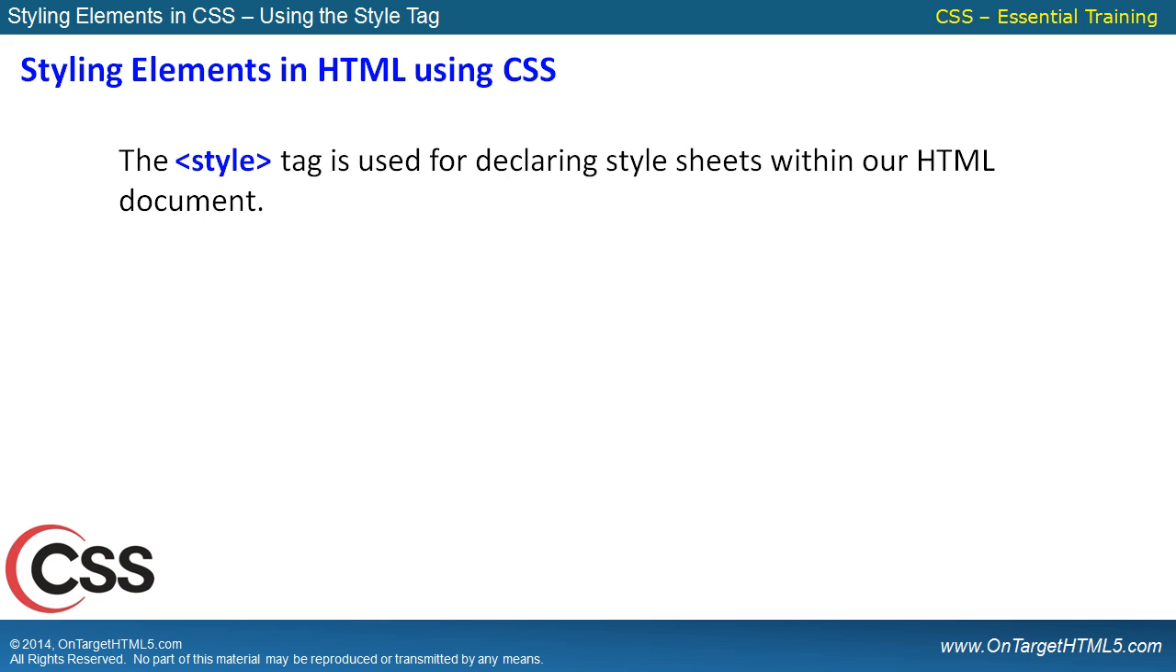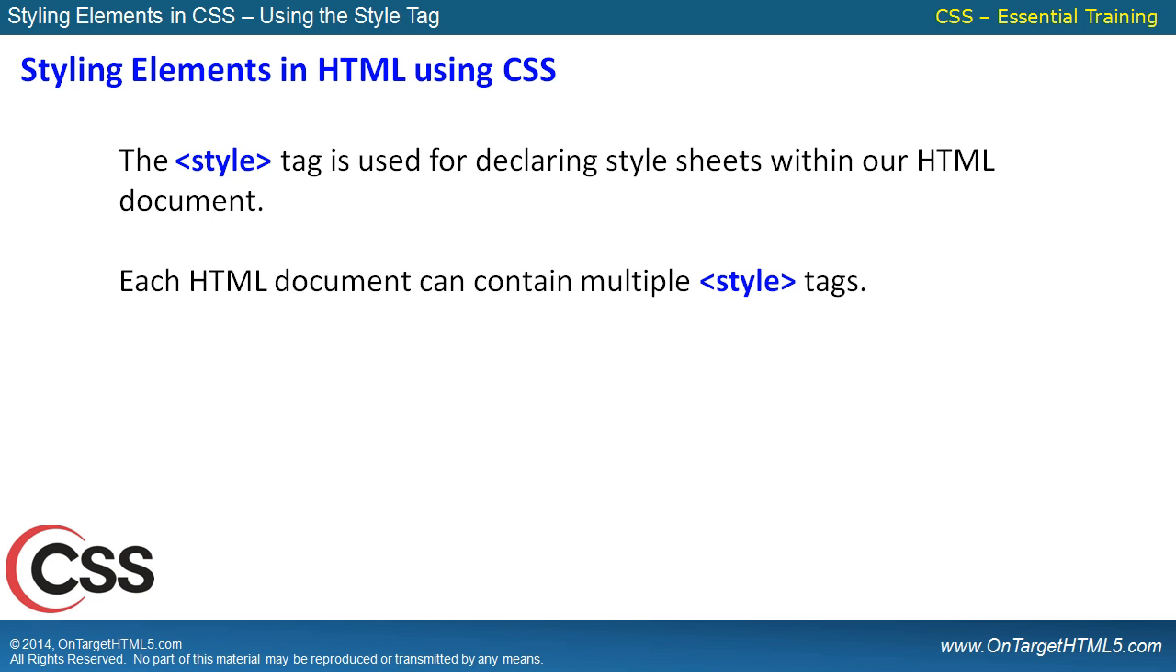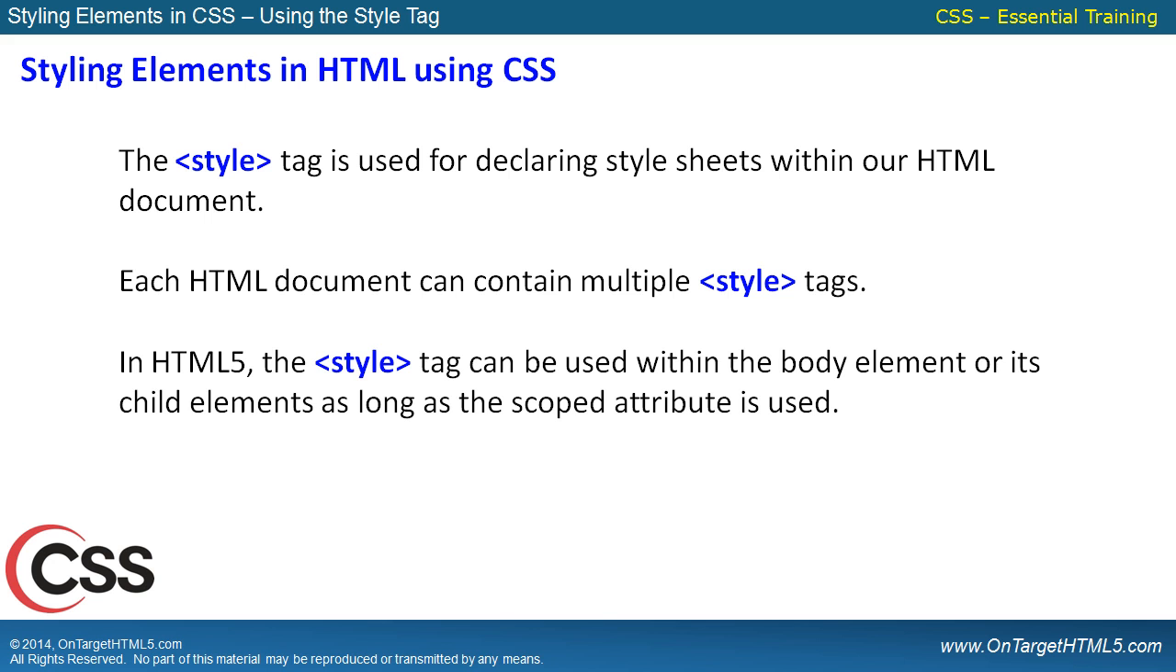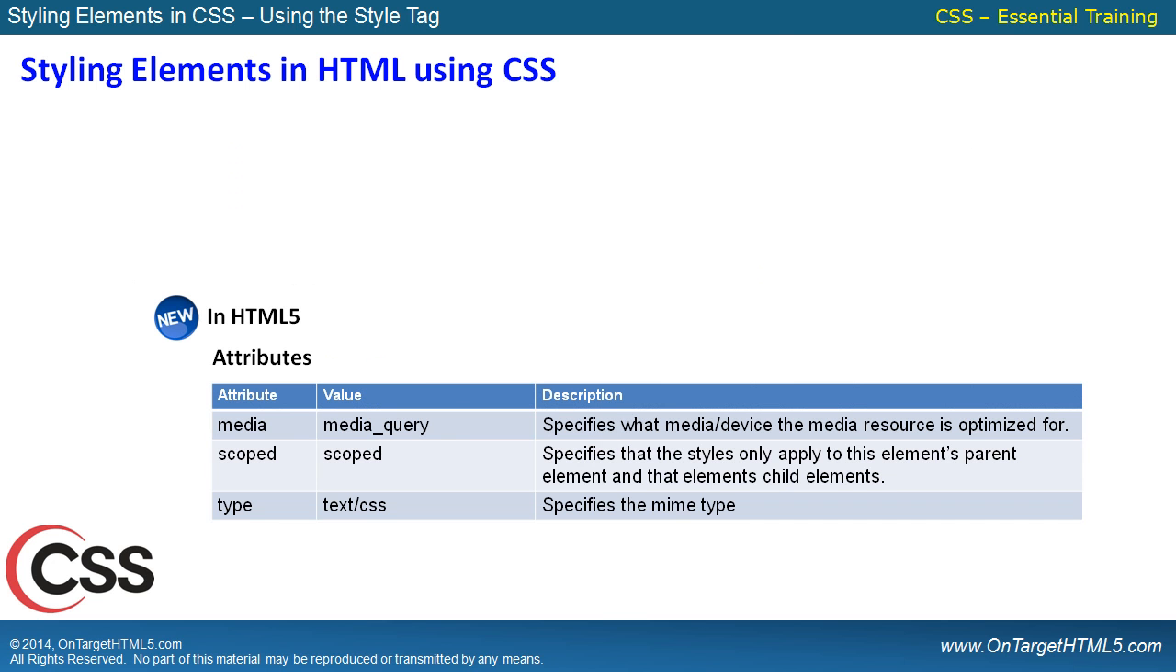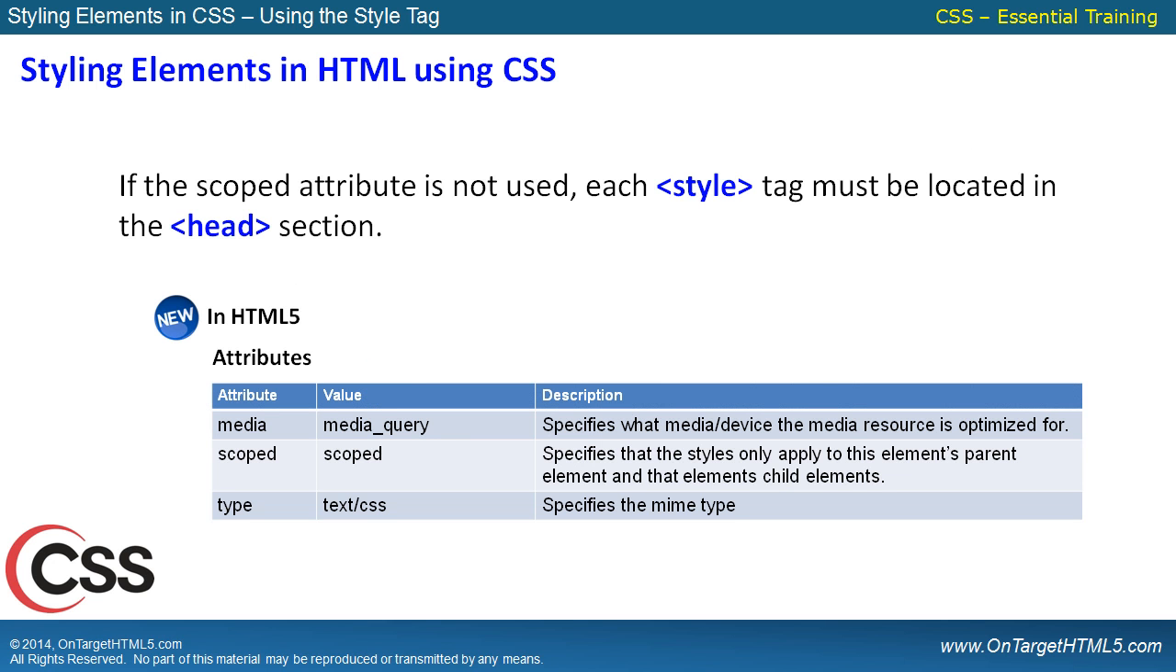Style tags are used for declaring style sheets within our HTML document. Each HTML document can contain multiple style tags. In HTML5, the style tag can be used within the body element or its child elements as long as the scoped attribute is used. And we'll demonstrate this as we go through this tutorial, as to how you actually scope this. And if the scoped attribute is not used, each style tag must be located in the head section.